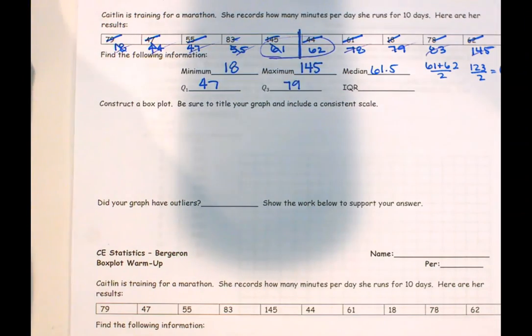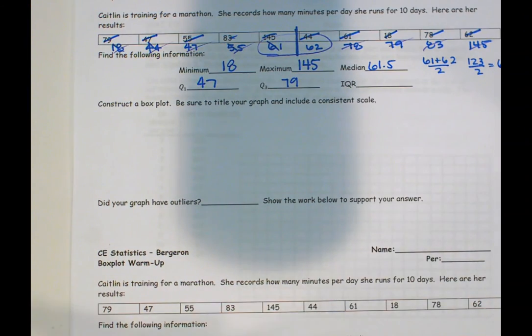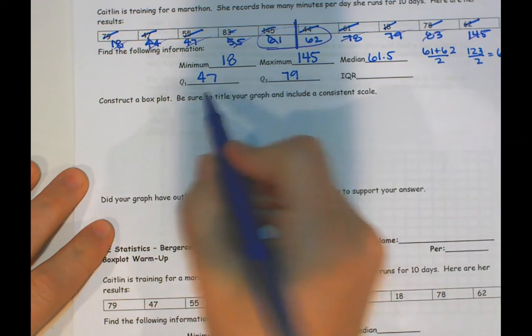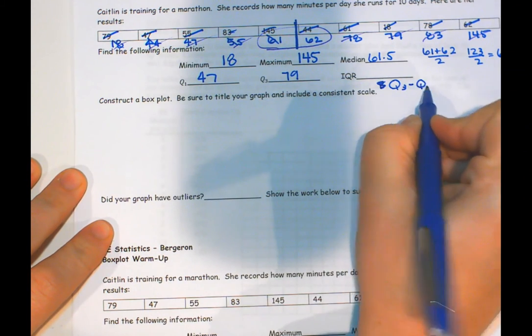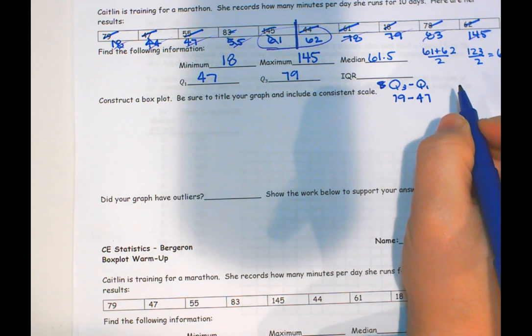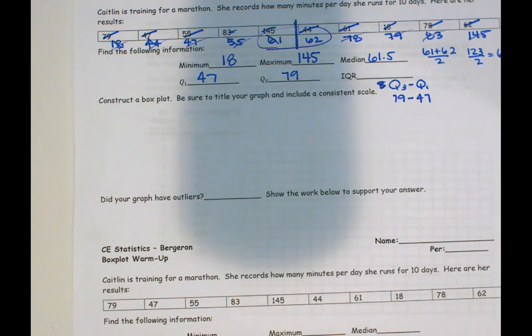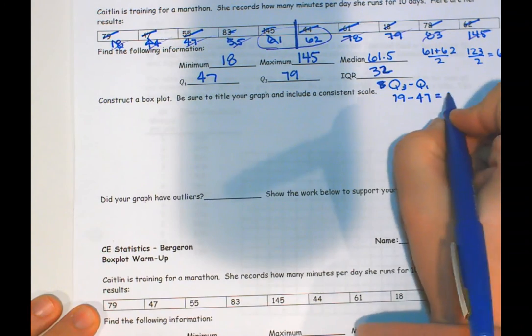Okay, so then our IQR, remember, is your interquartile range. So it's just the range from Q3 to Q1. So you just take Q3 and subtract Q1. So 79 minus 47 would give me 32. So my interquartile range is 32.